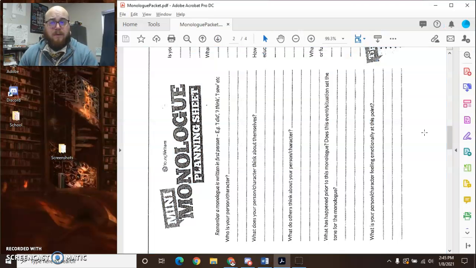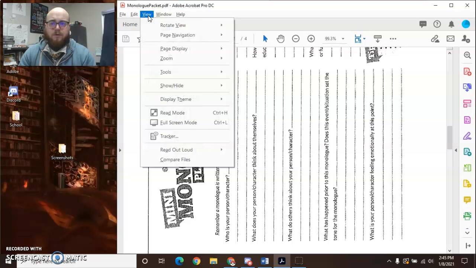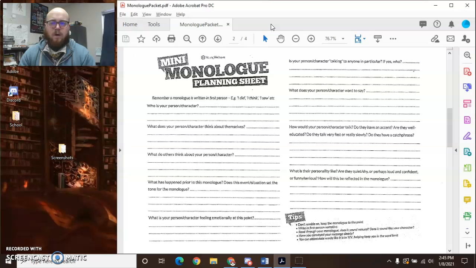Now, for those of you following along on the worksheet in the monologue packet, I want you to scroll down to the second page. Right now, it looks like this. It's sideways. If I go up to View and go to Rotate View, I'm going to hit it clockwise once. Now it's a lot easier for me to read. Go through this and start to think about these questions regarding Syndrome's monologue.